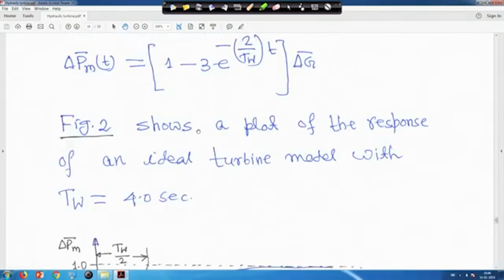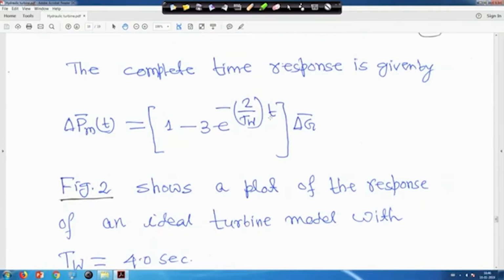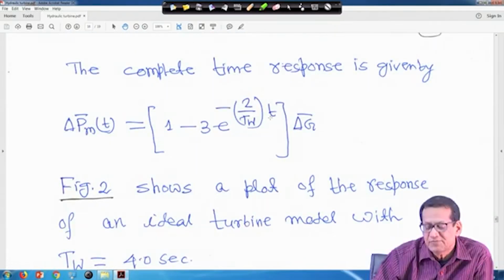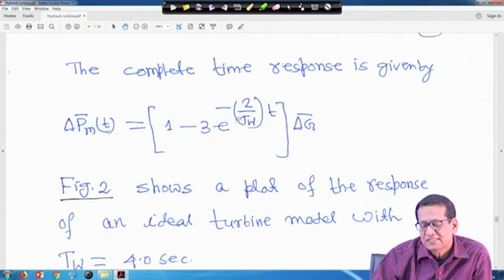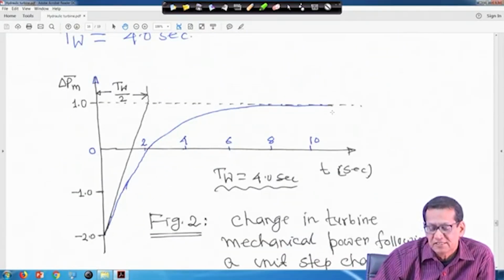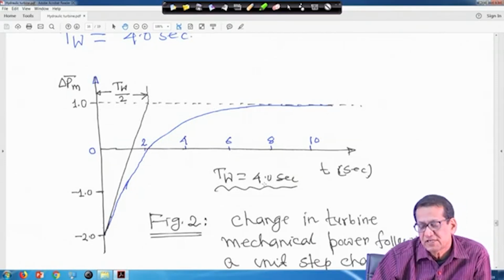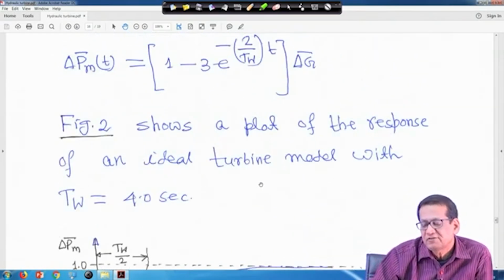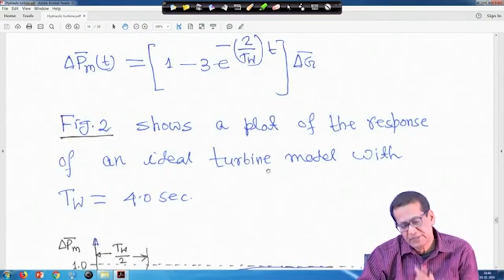And if you make t tend to infinity, this term will not be there, so it will become 1. So, actually it is settling to 1. This plot is for T W equal to 4 seconds for a unit step input.